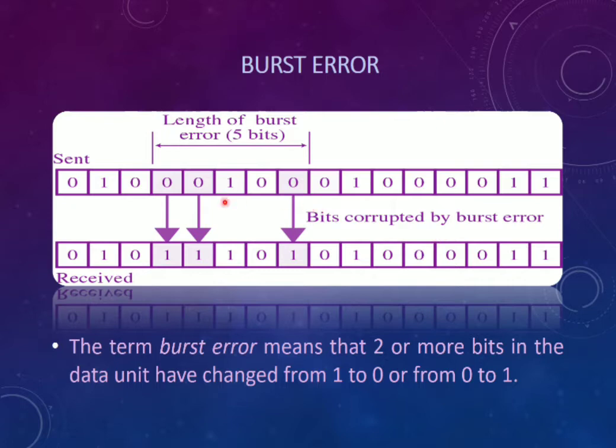So the duration of noise is normally longer than the duration of one bit, which means that when noise affects data, it affects a set of bits. For example, if we are sending data at 1 kbps, a noise of 1/100 second can affect 10 bits. If we are sending data at 1 Mbps, the same noise can affect 10,000 bits. Okay, let's move on.